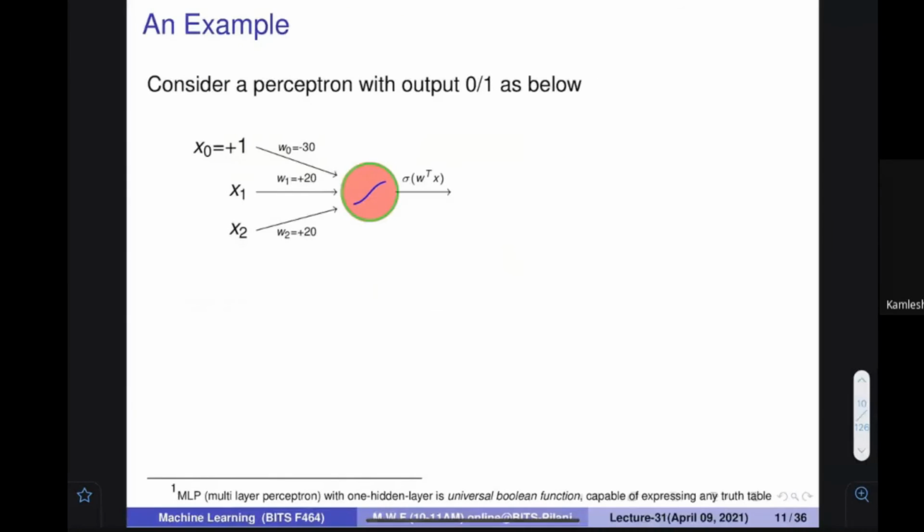Okay, so let us see an example. I need your participation at this particular moment. So let me give you an example. This is a perceptron. Does everybody understand this? What are the weights? Minus 30, 20, and 20. X1 and X2 are the two inputs that are going to be given. Let's assume that X0 is equal to 1, just for the sake of completeness.